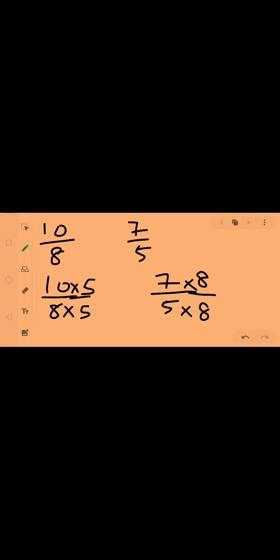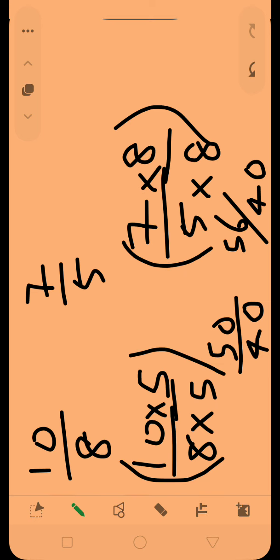Now the product of numerators and the product of denominators. First fraction, 10 into 5 we get 50, and 8 5s are 40. And second fraction, 7 8s are 56, upon 5 8s are 40. So now both fractions turn out to be like fractions.